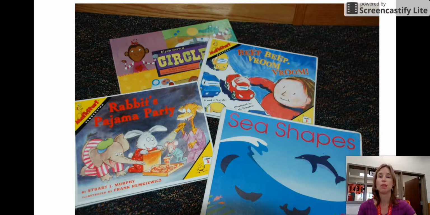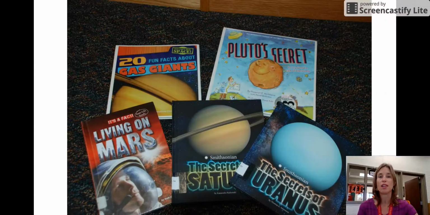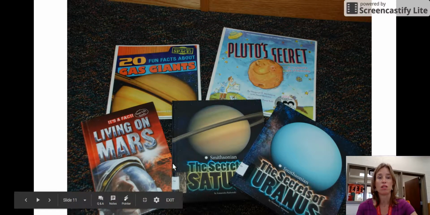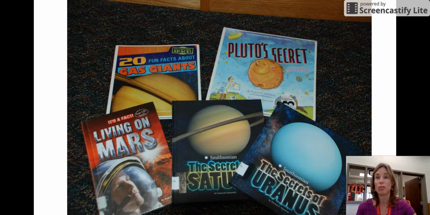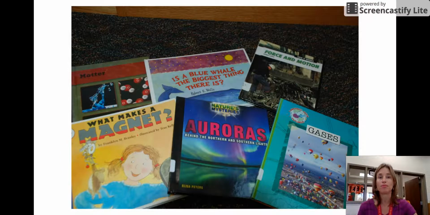So if you're interested in the planets, we're going here to some shapes and some other things, but then we have the planets. So here's just a sample. I have books on every planet in our solar system. I have books about the moon and the sun and the galaxy. Here's just an example. What would it be like to live on Mars, Saturn, Pluto, gas giants, and on and on. I have books about all of the different planets. Beyond that, we can learn about matter, magnets, force, motion, gases, auroras.